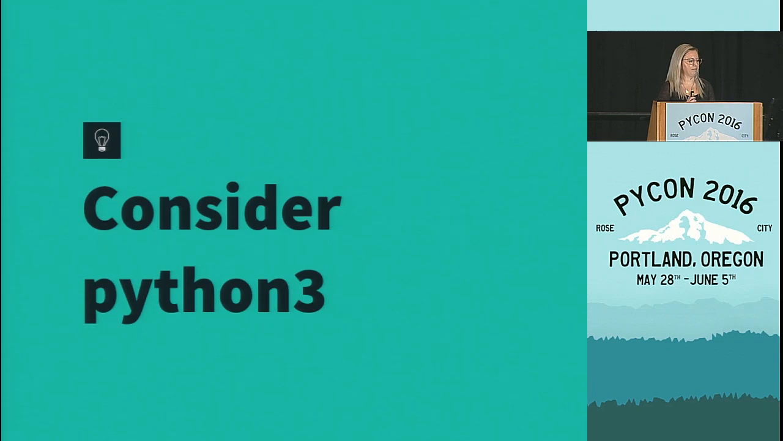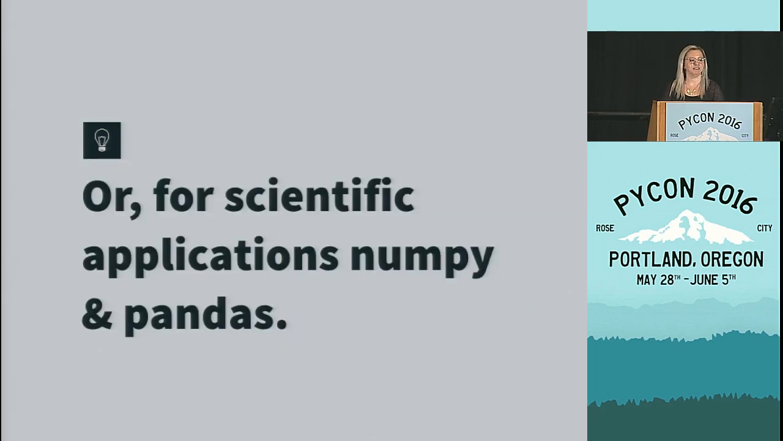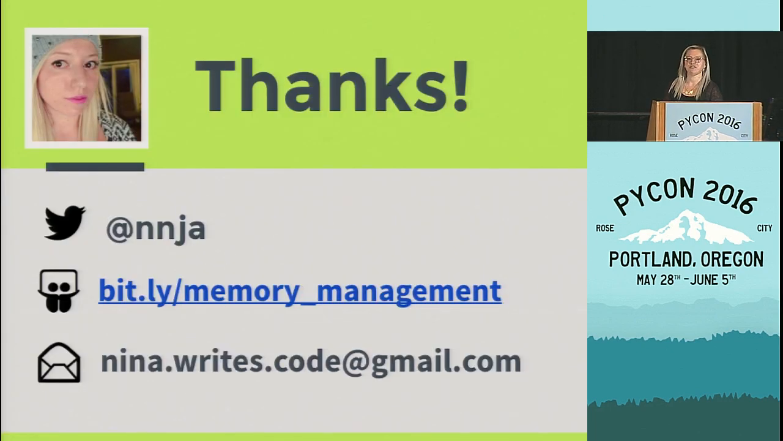Consider Python 3. It's better. It's in active development. There's a better GIL implementation that's more efficient. And remember that problem that we had with destructors? Well, Python 3 can call those destructors on objects with cyclical references. And these are just some of the many reasons to make the switch. Or, for scientific applications, consider NumPy and Pandas. These packages are optimized to work with large numeric data structures and don't suffer from some of the same problems that we saw here. Thank you guys so much for your time.